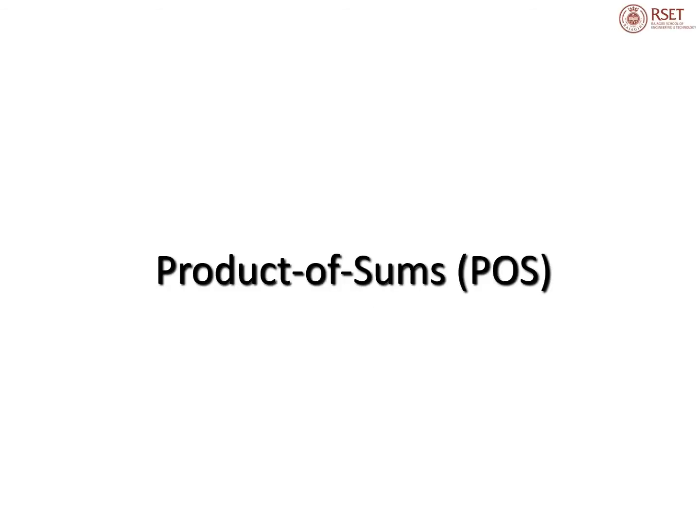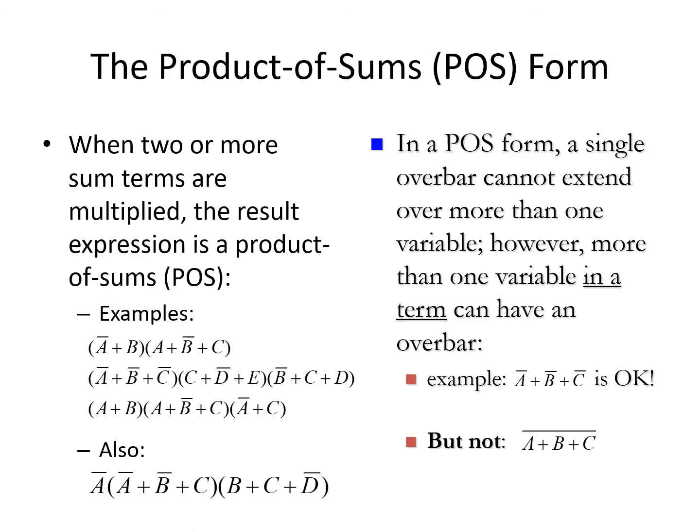Next is product of sums. When two or more sum terms are multiplied, the resulting expression is a product of sums. Examples of product of sum terms are given below. In a product of sum form, a single overbar cannot extend over more than one variable. However, more than one variable in a term can have an overbar. For example, A bar plus B bar plus C bar is okay, but A plus B C the whole bar is not okay.